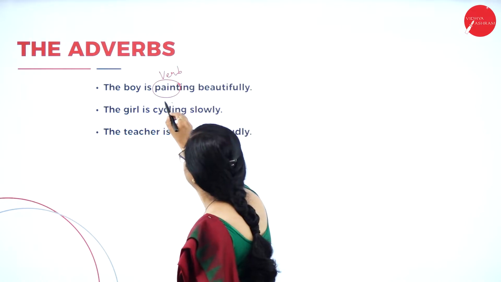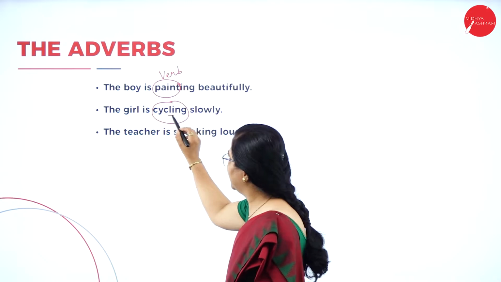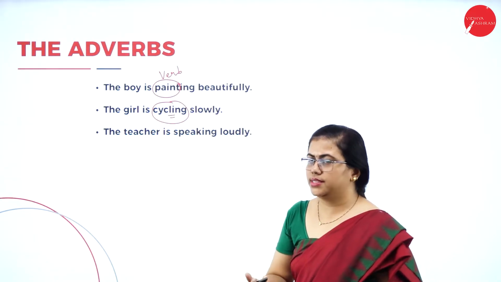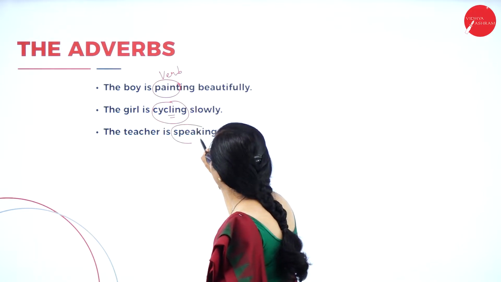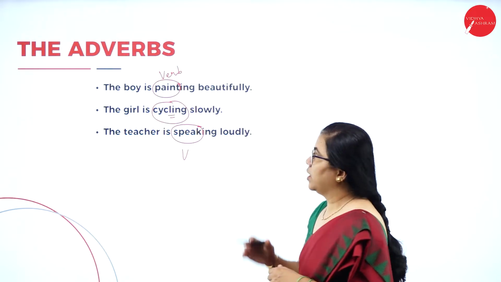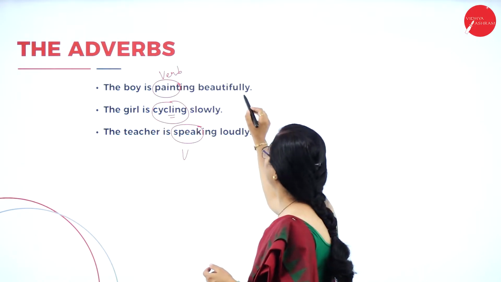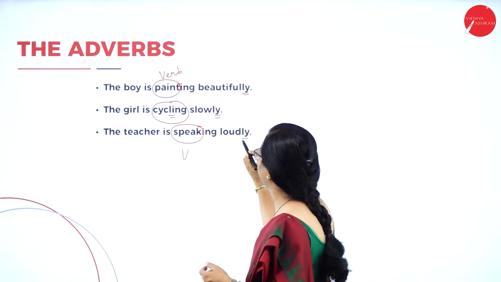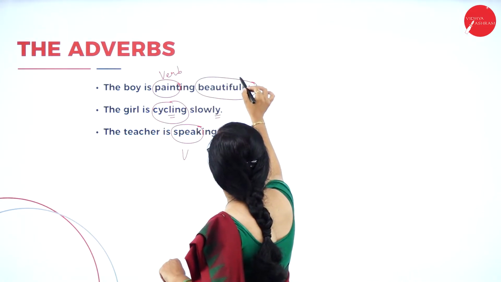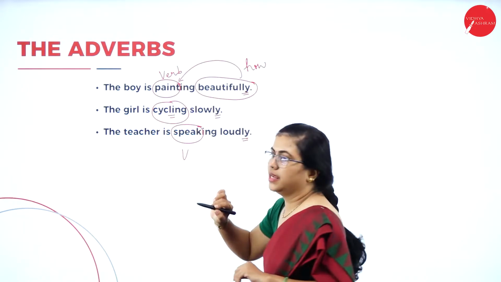Here again, cycling is the main verb. Actually cycle is the main verb here, but "ing" has been added, so it becomes cycling. And here also speak is the verb in the sentence. Now coming to this, there are a few extra words that are added. Which are those? There are a few words ending with "ly", and those words are telling us how the verb is taking place. How the verb is taking place.